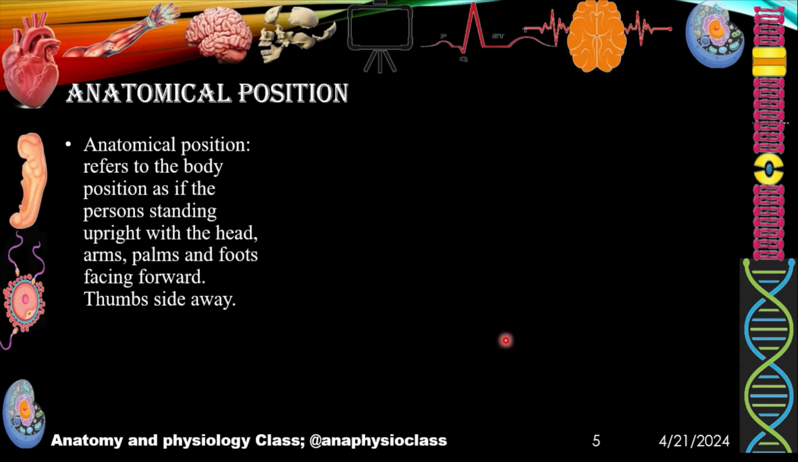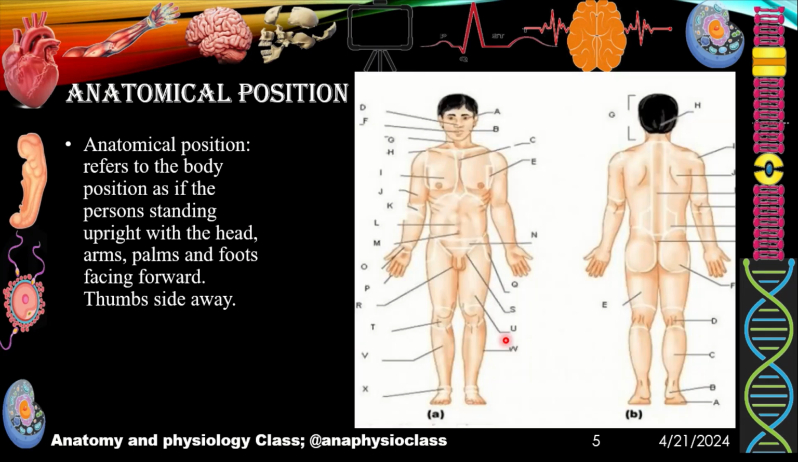So anatomical position. Anatomical position of the body is the position as a person is standing upright with the head, arms, and feet facing forward, thumbs facing sideways. So this anatomical position is very, very important because we use the anatomical position in describing the body parts, even if that part is capable of turning from one side to another in such a way that the location or the position of a specific structure might change from one place to another.